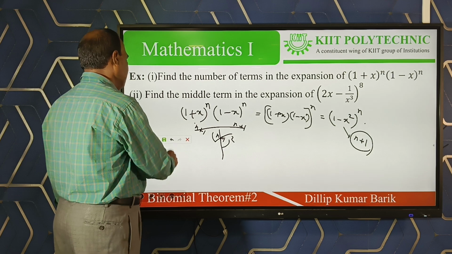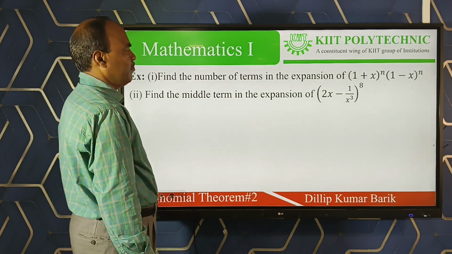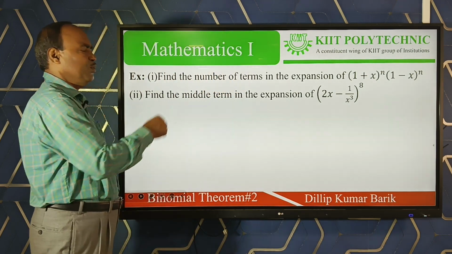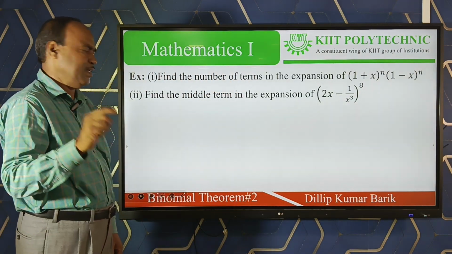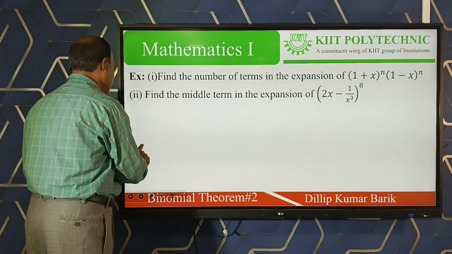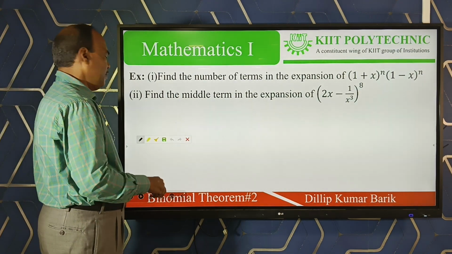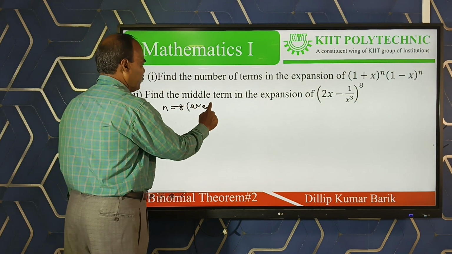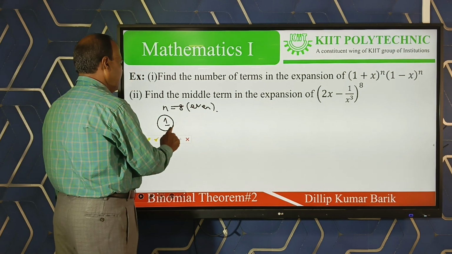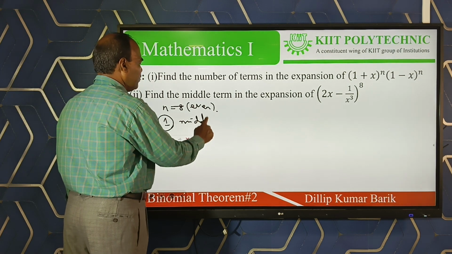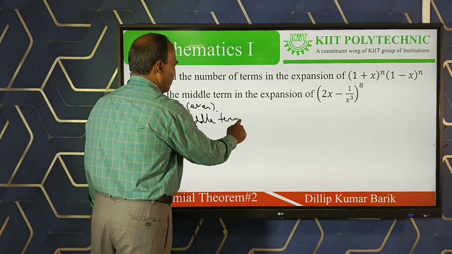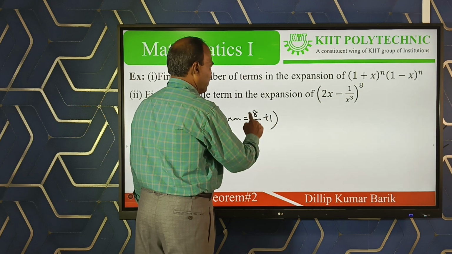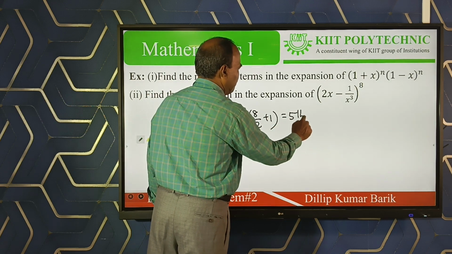Another example we can consider: find the middle term in the expansion (2x minus 1 by x cube) whole to the power 8. Now see, in our question the power is 8, an even number. So since it is even, there is only one middle term. n is equal to 8 here, and clearly it is an even number. So there is only one middle term. And which one? Using our formula n by 2 plus 1, meaning 8 by 2 plus 1, which is nothing but the fifth term.